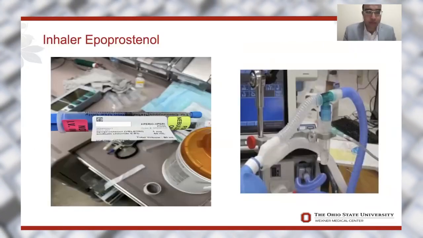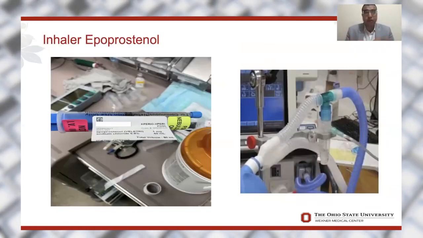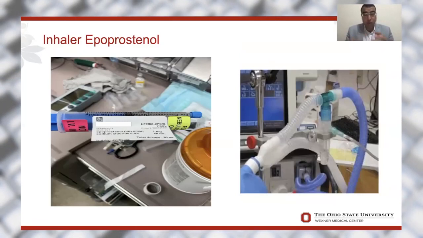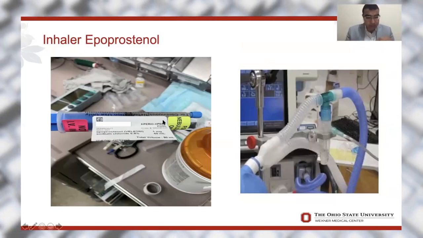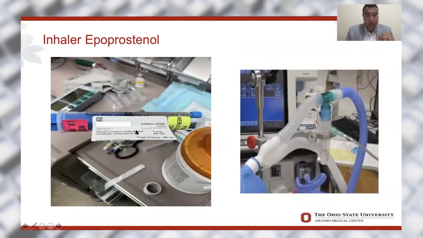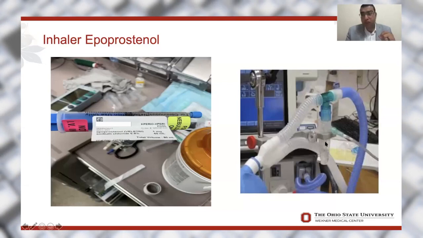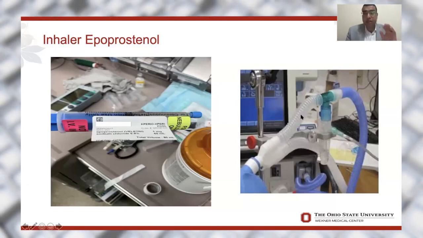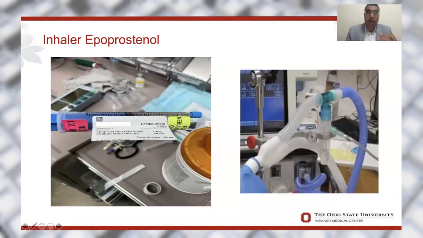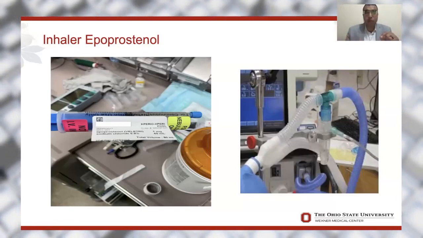This is very important: the inhaled epoprostenol. It's a prostaglandin that works as a pulmonary vasodilator. As we can see here, this is the premade syringe containing about 1 milligram of epoprostenol, and we put it in this inhaler connected to the inspiratory limb. This is a daily routine in lung transplant.